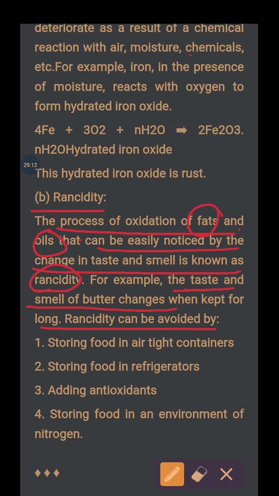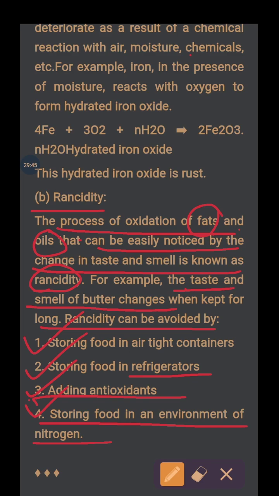How can we avoid it? This rancidity can be avoided by storing food in an airtight container. Storing food in a refrigerator also reduces the temperature, hence the process of rancidity takes more time. Adding antioxidants to the foods avoids oxidation, and also storing food in an environment of nitrogen, like packing up chips and all that.